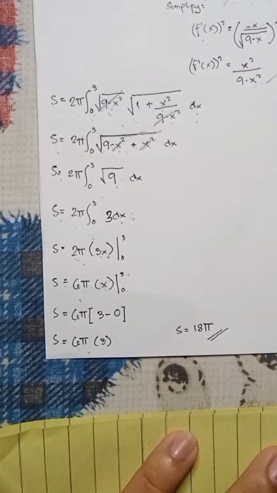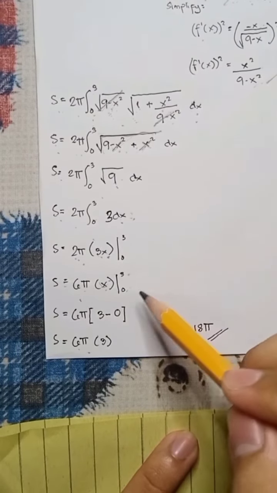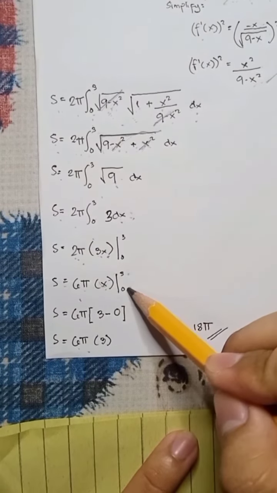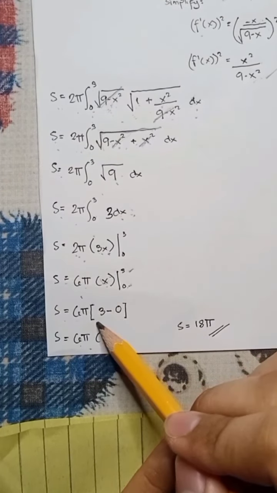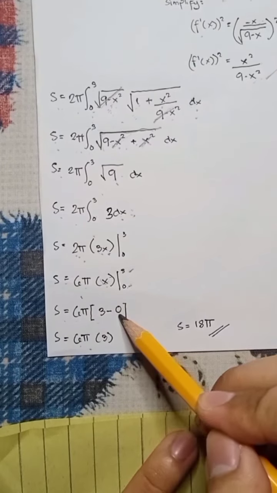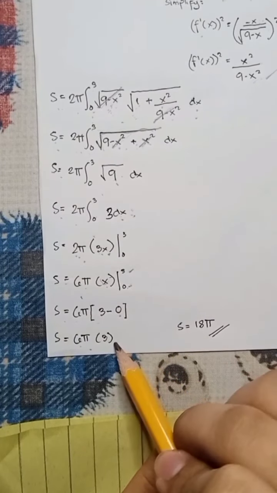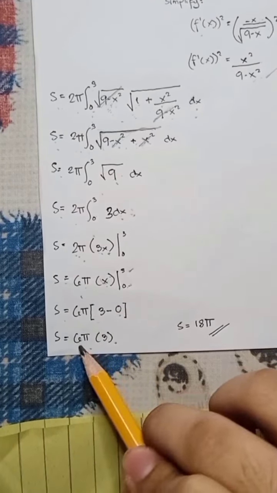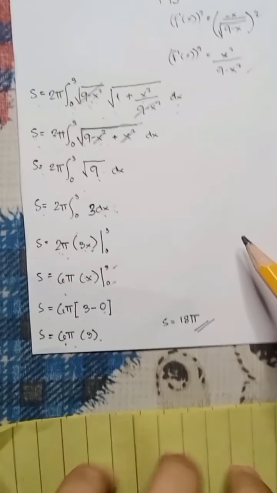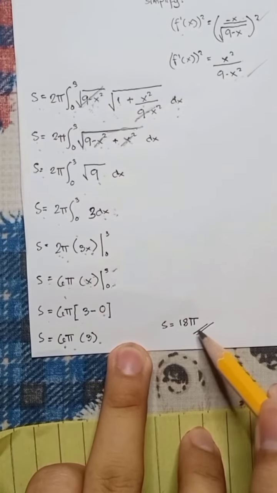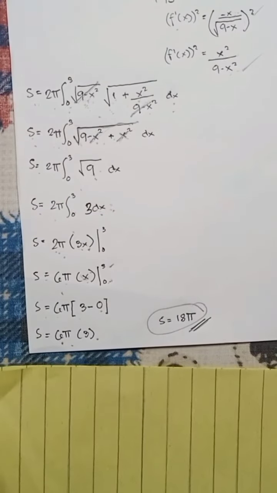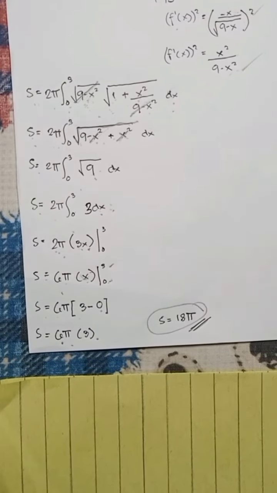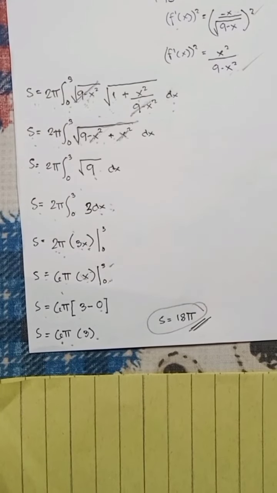So, gagawin naman natin dito is i-replace na natin yung x with this value, 0 at 3. S is equals to 6 pi times 3 minus 0 is equals to 3. Then, times natin siya sa 6 pi. So, ang final answer natin will be S is equals to 18 pi. Yan, ganun lang. Simple as that. Paggamit ng formula ng area of surface of revolution na rotated sa x-axis.